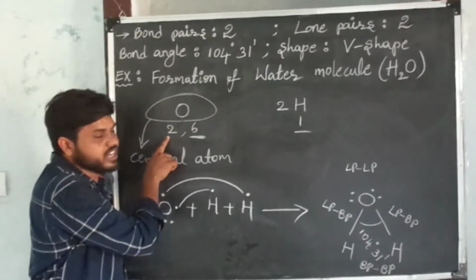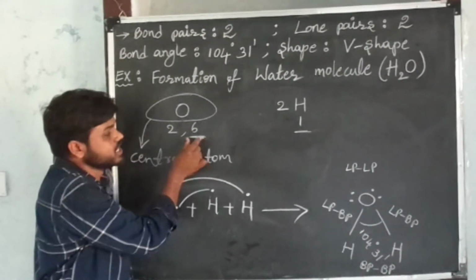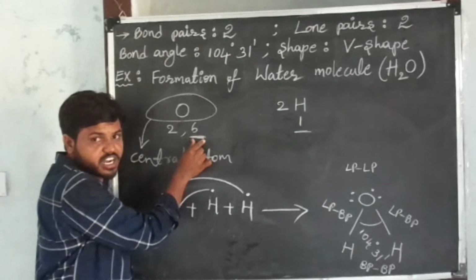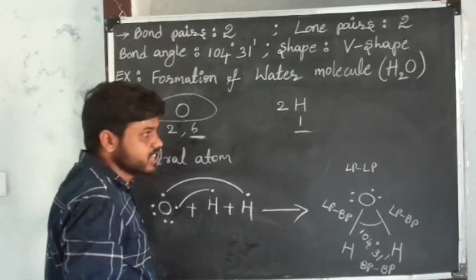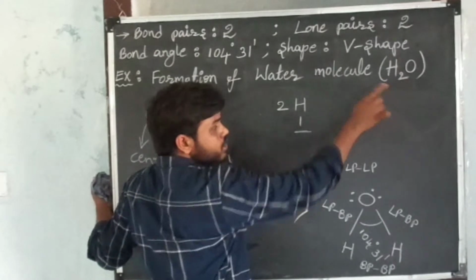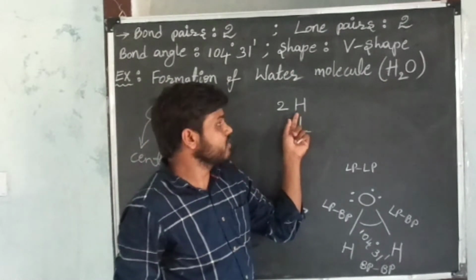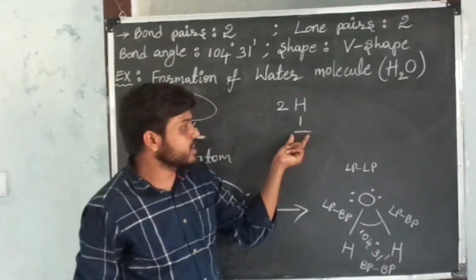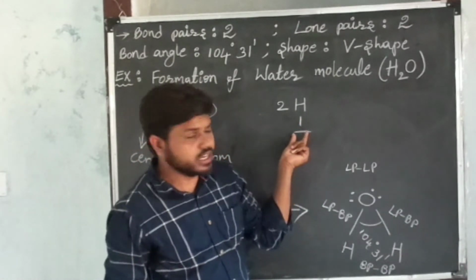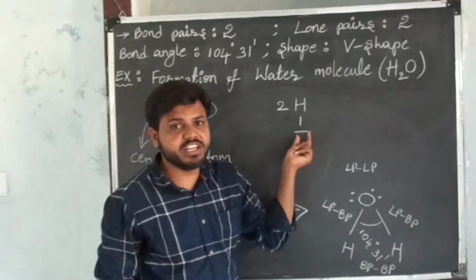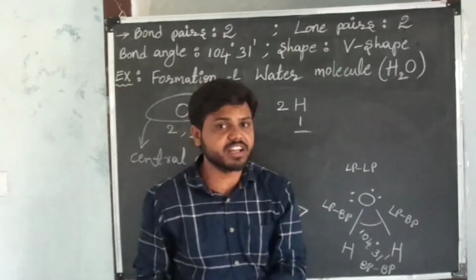The electron configuration of oxygen is 2, 6. This is the valence shell of oxygen atom. In this valence shell, 6 electrons are there, and in the molecule 2 hydrogens are also there. I am taking the 2 hydrogens. The symbol of hydrogen is capital H. The electron configuration of hydrogen is 1. This is the valence shell of hydrogen, and in the valence shell of hydrogen 1 electron is there.